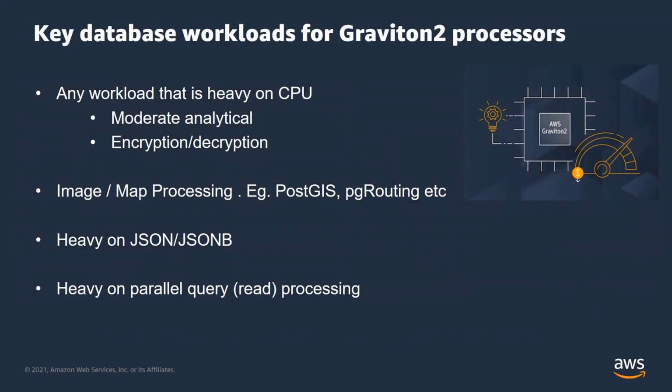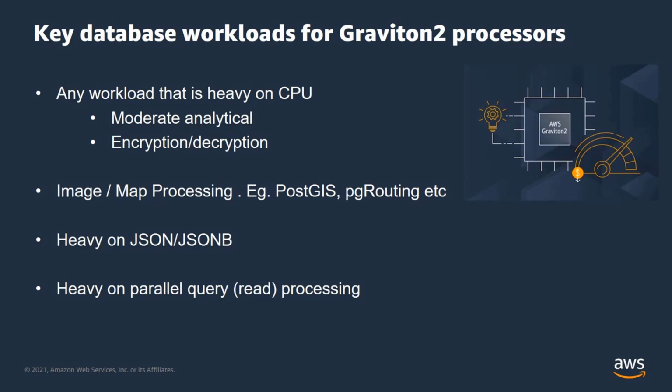Okay, so now we'll talk about the key database workloads for Graviton2 processors. These are some of the sample workloads. Essentially, any workload that is heavy on CPU is going to perform better. The more towards the CPU load it is, the better performance you're going to see, and the price performance efficiency is also going to go up.